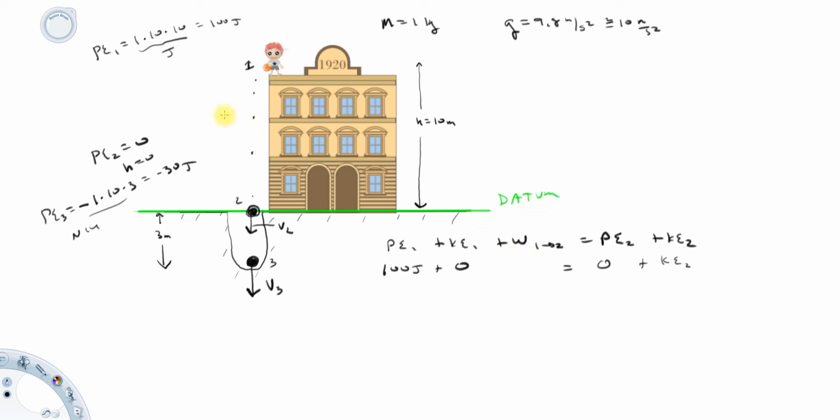As the ball accelerates down, I'm going to draw it over to the side here. It's acted on by the gravitational force, which points down, and the gravitational force is equal to mg.